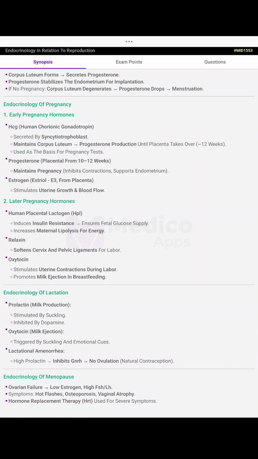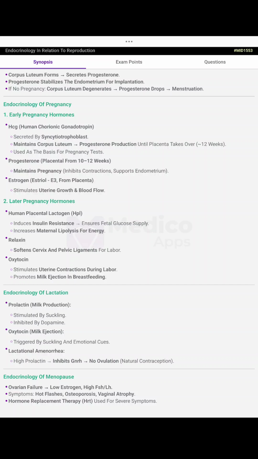Endocrinology of lactation. Prolactin: milk production, stimulated by suckling, inhibited by dopamine. Oxytocin: milk ejection, triggered by suckling and emotional cues. Lactational amenorrhea: high prolactin inhibits GnRH, so there is no ovulation, a natural contraception.